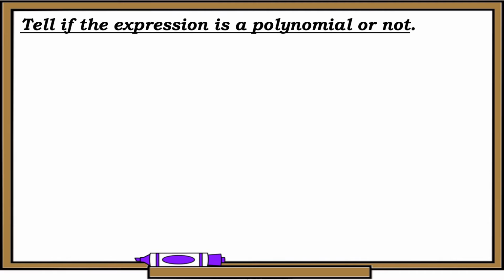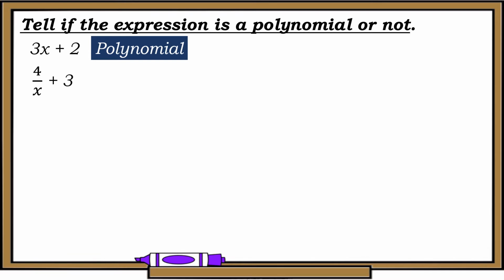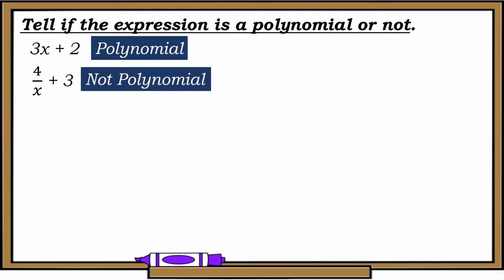To understand further what is a polynomial, let us try to determine if the expression is a polynomial or not. Given 3x plus 2, is this a polynomial or not? This is a polynomial. Then, we have 4 over x plus 3. This is not a polynomial. Bakit? Because there is a variable in the denominator. So, there should be no variable in the denominator.